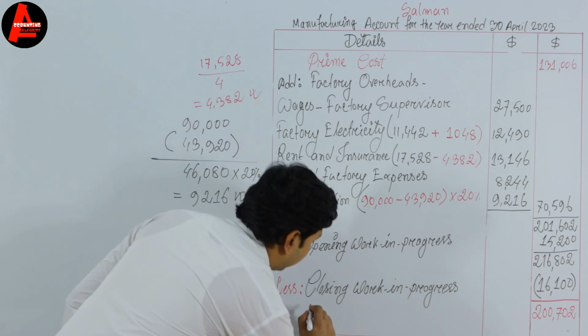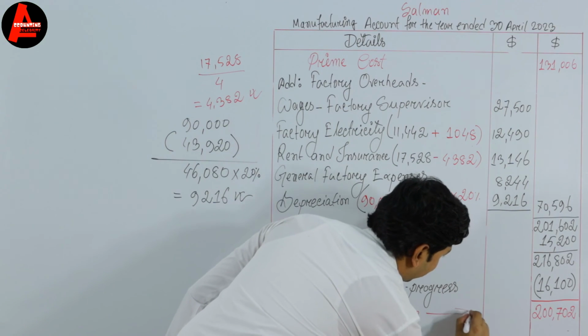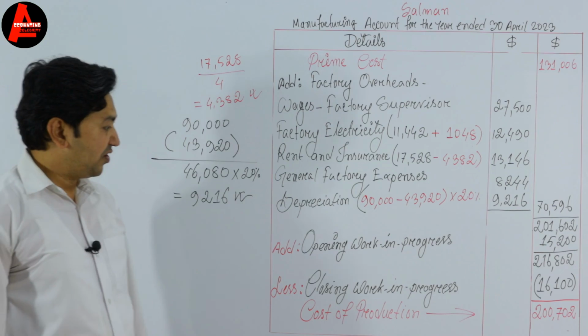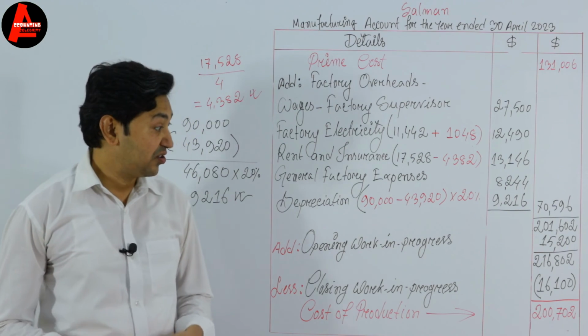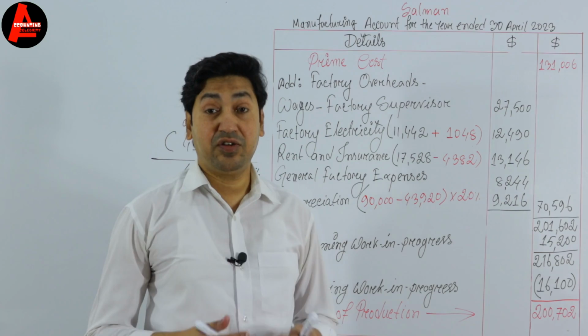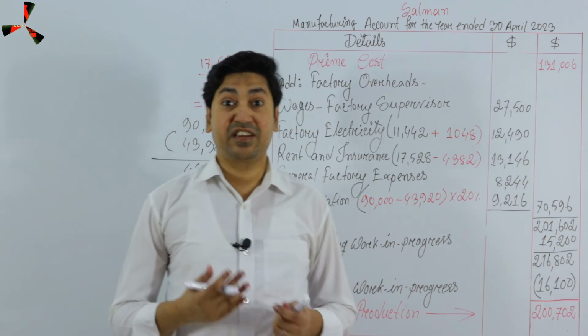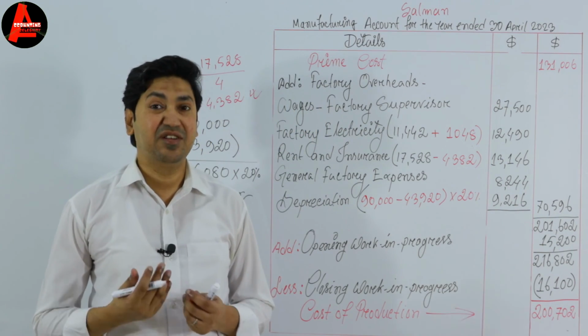Okay, this is our cost of production. So let us write here cost of production. So this is how you need to prepare a manufacturing account to extract cost of production. Okay, so next tutorial I told you will be very important. There I will show you how to prepare income statement for manufacturing business.